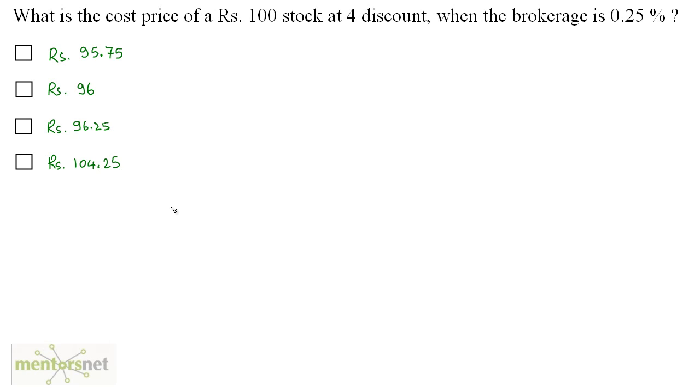What is the cost price of a rupees 100 stock at 4 discount when the brokerage is 0.25%? Okay, so brokerage is calculated upon the face value. So let us calculate the brokerage. It is equals to 0.25% of 100, right? So that's 0.25 upon 100 times 100, and that is equals to 0.25, and that's 1 by 4. So that's the brokerage.